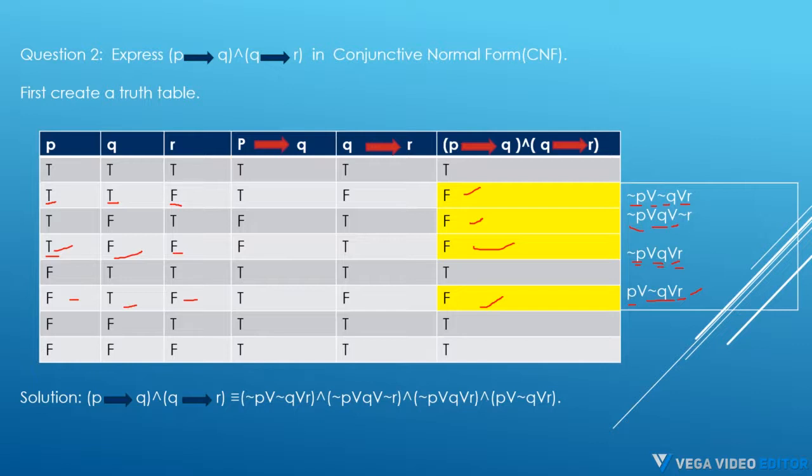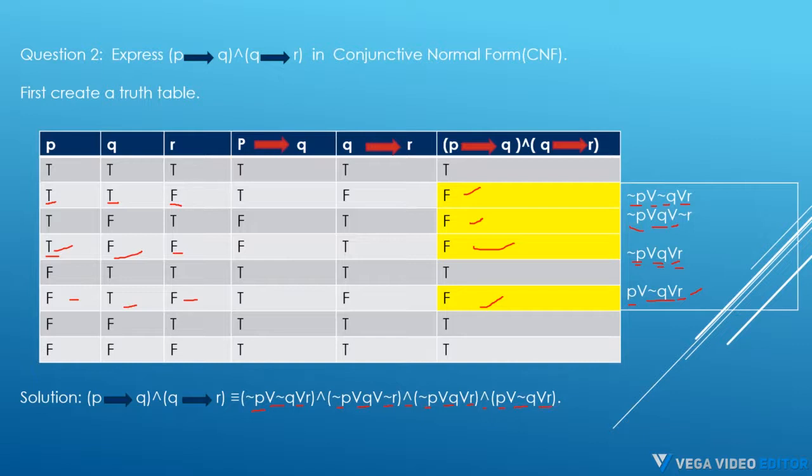So in order for you to write in CNF, you combine them with a multiplication sign, which is an AND. So we have not P or not Q or R, and not P or Q or not R, and we have not P or Q or R, and P or not Q or R.